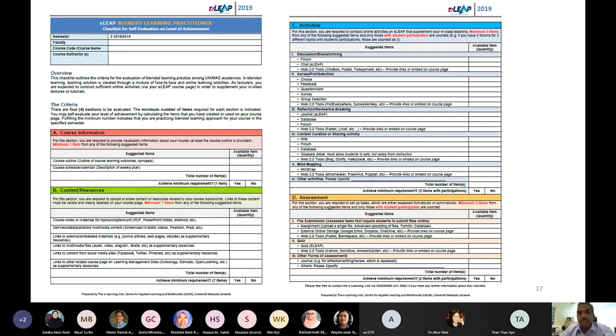This is very important. This is what the whole thing about blended learning is. This is what we call the eLEAP blended learning practitioner's checklist, a guide for you when you construct your course, your posting, even your blog. There are four parts in this checklist. One, the pinkish color, green, blue or turquoise, I'm not sure, and then some light yellow. Now, these four different parts have got criteria. All you need to do is fulfill the criteria and you will be given the blended learning status.